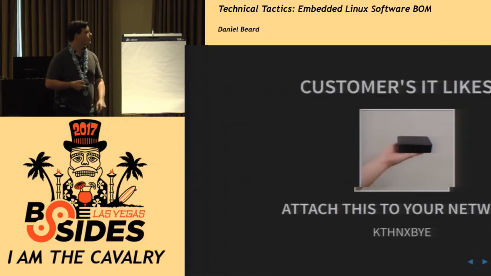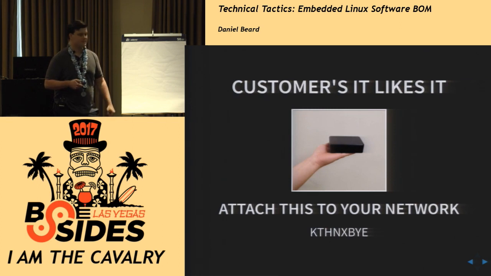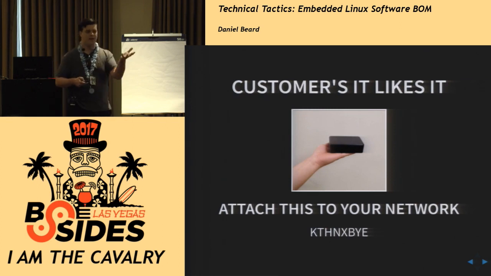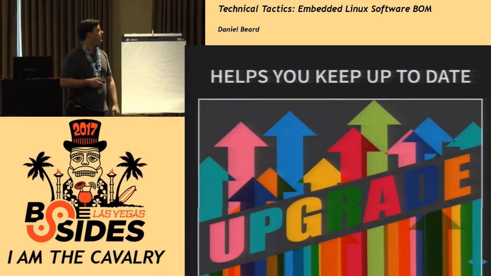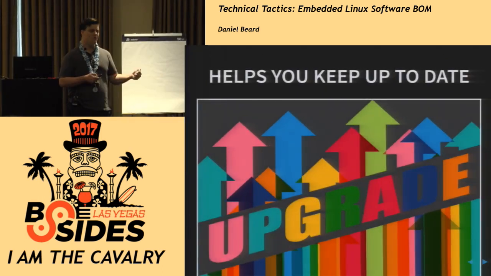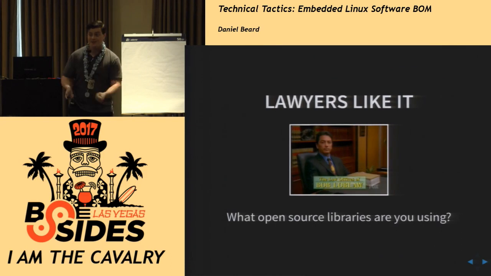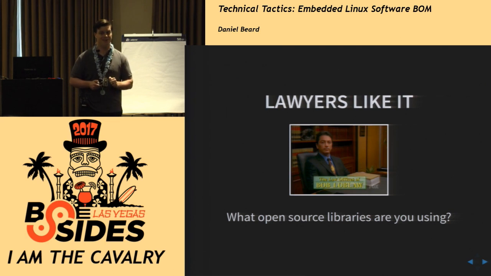Why do we want to do this, really fast? Customer IT likes it. This is the industry standard right now. Here's a black box, attach it to your network. Hope it's secure. Thanks, bye. It helps you keep up to date. How can you keep up to date with your third-party libraries if you don't know what third-party libraries are in your IoT device? Makes sense, right? And most importantly, your lawyers like it. When your lawyer comes to you and says, hey, what open source libraries are you using in your IoT device? Your answer better not be, I don't know, because that makes Richard Stallman angry, and your lawyers don't like it when Richard Stallman is angry, okay?